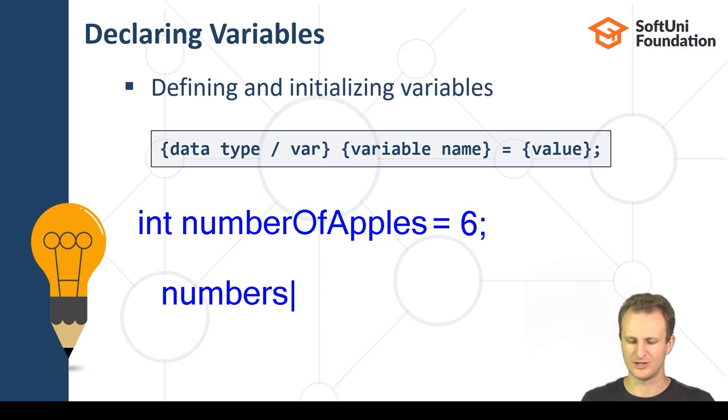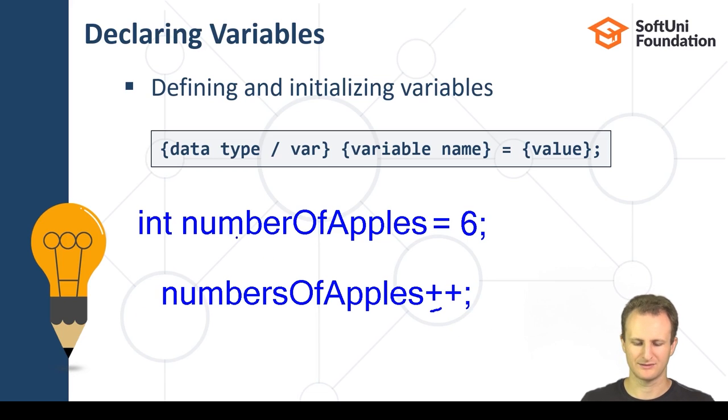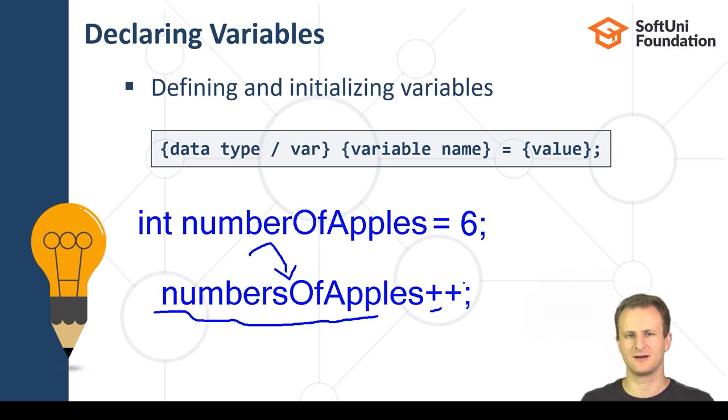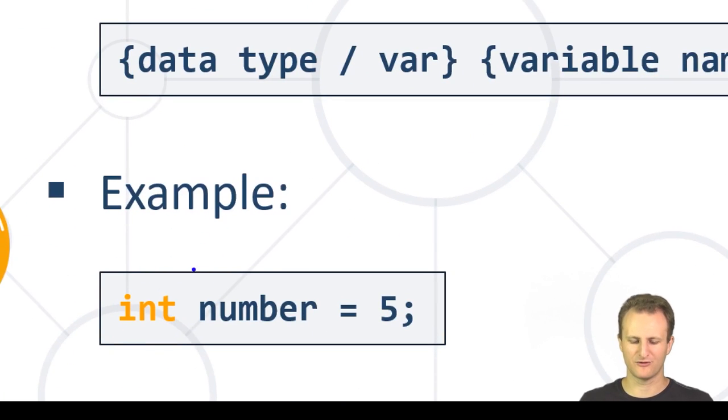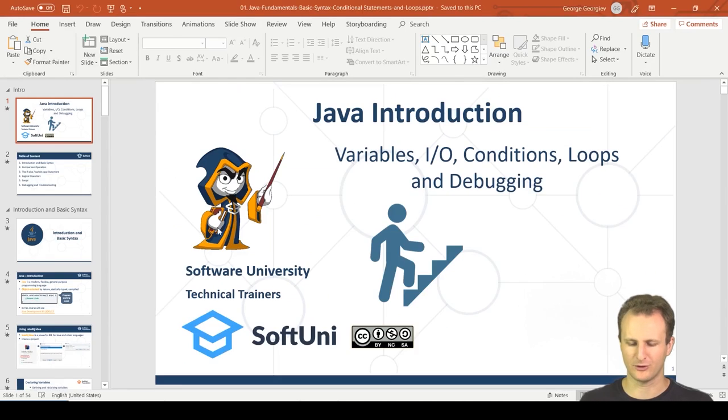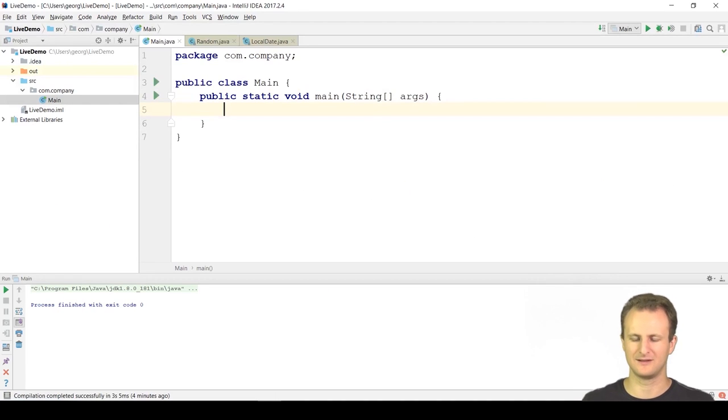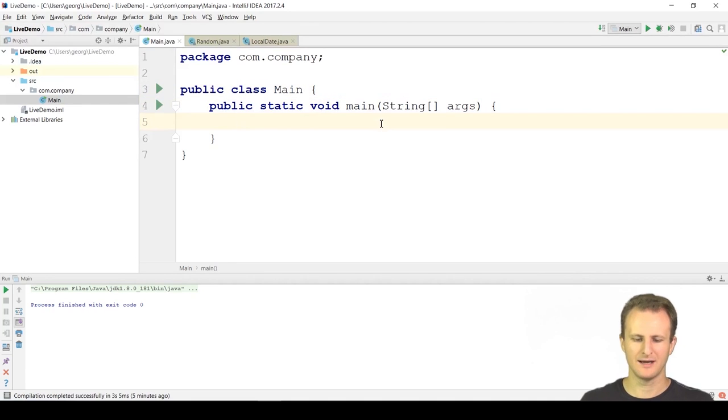For example, you can increase it by saying numberOfApples++, meaning increase the number of apples by 1. This would change the value of the memory which is pointed to by numberOfApples. It will change that memory address to contain the number 7. Okay, so this is how you create variables. Again, this is something you should already know by now, but we're covering it just in case. So here's an example of initializing an integer number which has the value of 5. Okay, let's actually do that in the IntelliJ IDE. By the way, whenever I say IDE, what I mean is integrated development environment.